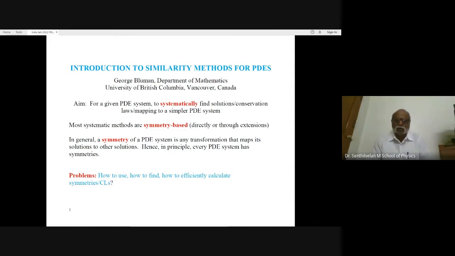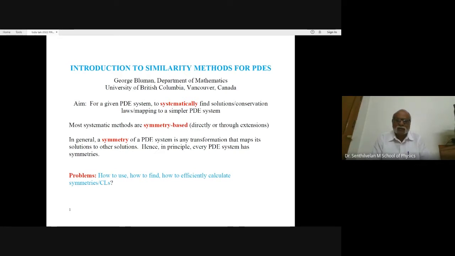I don't need to introduce Professor Bluman's name to the people who are working in the field of symmetry analysis of differential equations or working in integrable systems. Professor Bluman is one of the pioneers who exposed the usefulness of Lie symmetry analysis in finding solutions of ordinary and partial differential equations. His book entitled Similarity Methods for Differential Equations, published by Springer Verlag, is one of the guidebooks to enter into this field and carry out research in this particular topic.